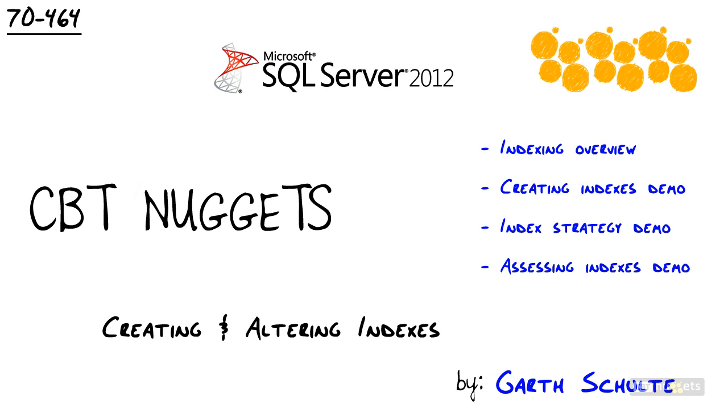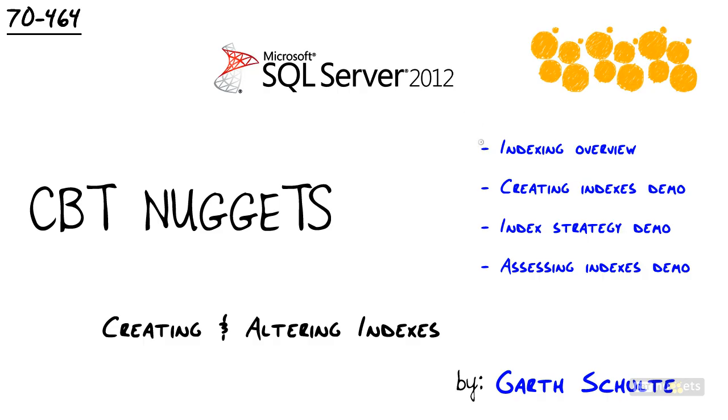Creating and altering indexes. So the primary purpose of an index is to speed up data retrieval. The tricky part, that of course lays on the shoulders of us database developers, is ensuring that our data access layers and our queries are actually using the indexes. So in this nugget, we're going to look at all the different kinds of indexes, how to create them, but also come up with a strategy to ensure that our indexes are used.